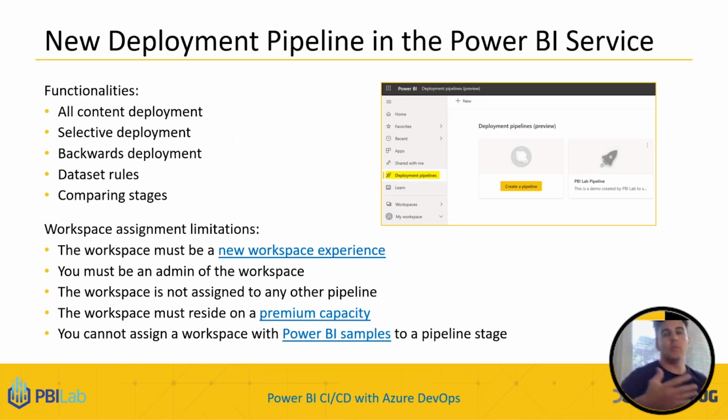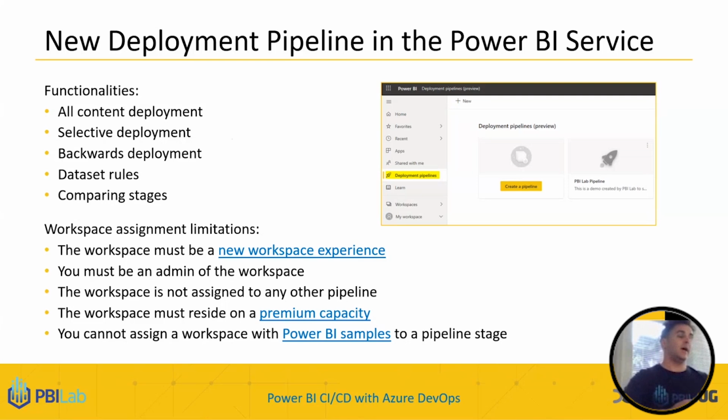And which functionalities are we going to see? So actually, you can do a full deployment, so you can get all the artifacts from a dev workspace and push them into the next environment, which presumably is test. You can do a selected deployment. You can do a backward deployment. Actually, for this one, we are going to see a couple of limitations. What's really cool for me is that you can apply dataset rules. So you can have a dataset in a different environment using different rules compared to the other environment. And you can compare the environments. They call it comparing stages.